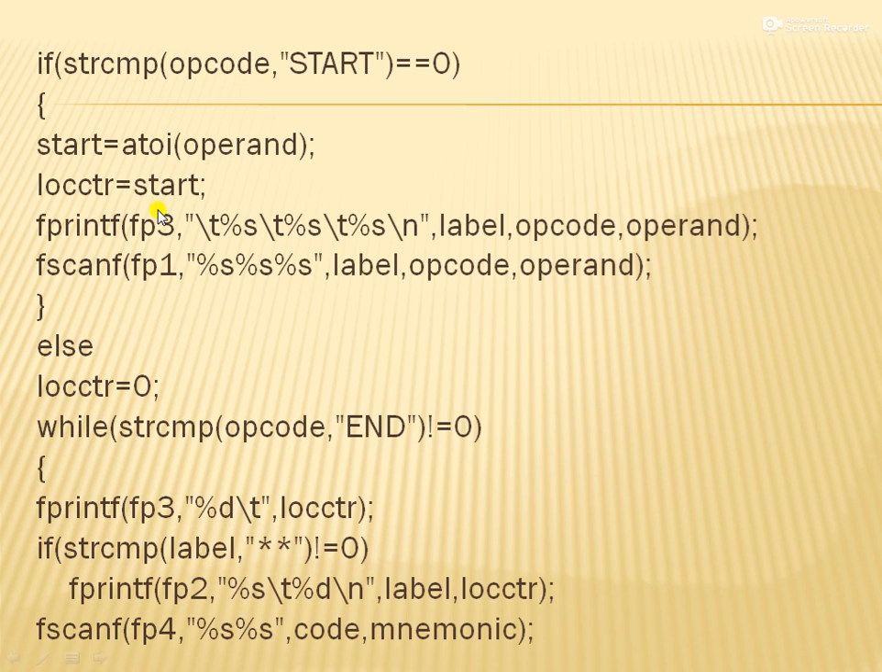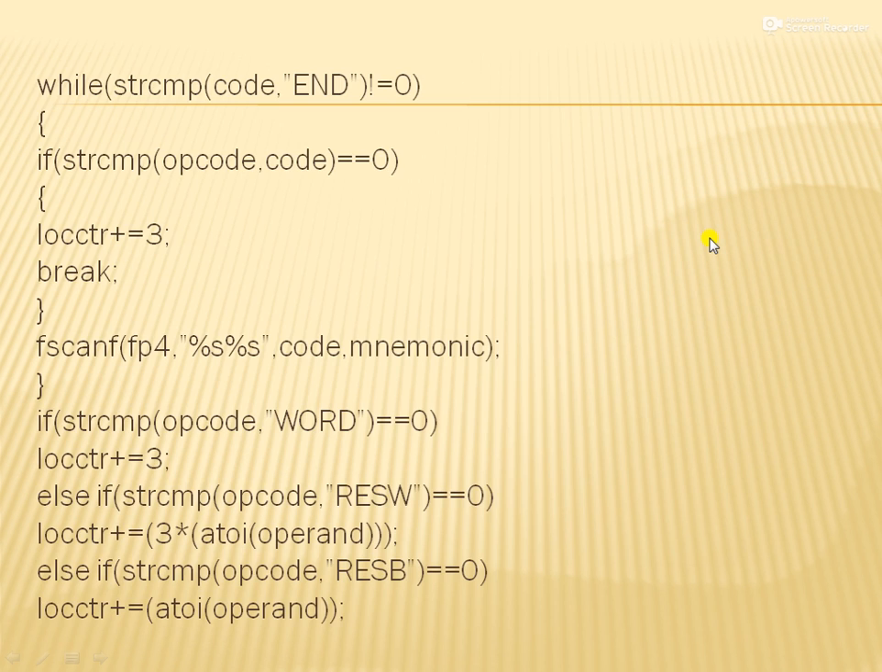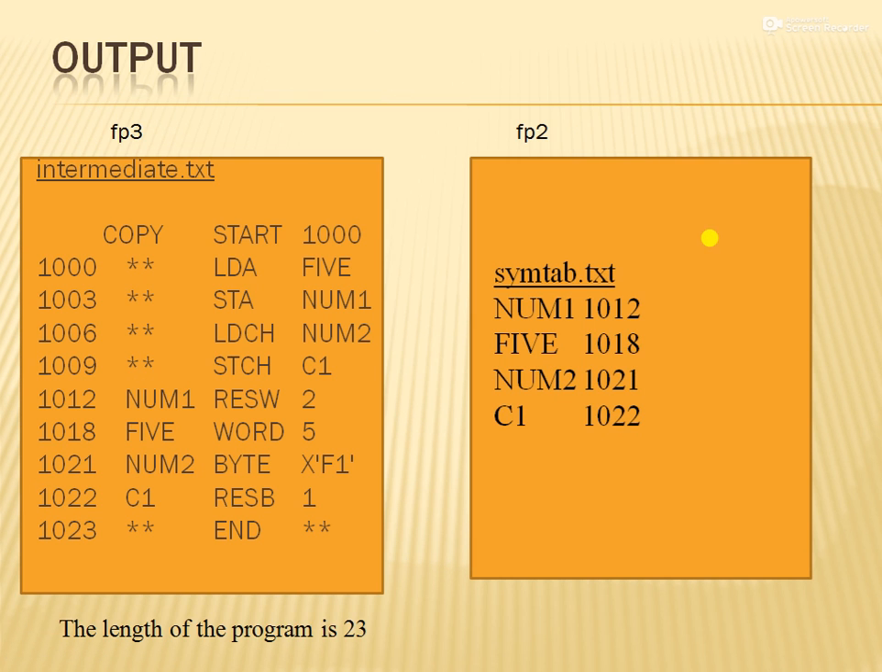If this is okay, then we can print the first line. We are printing the first line of the source program as such in the intermediate file. So you print fp3, which represents the intermediate text, label, opcode, operand. So the intermediate text will have COPY START 1000, the first line of the source program as such. The first line should be directly copied into the intermediate text.